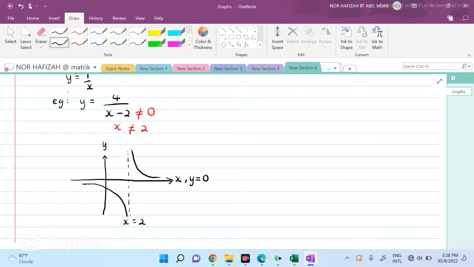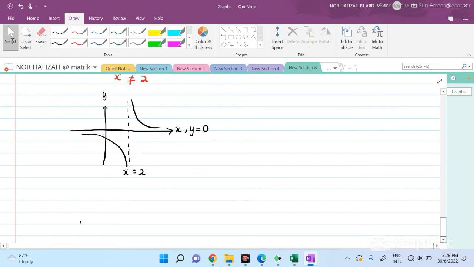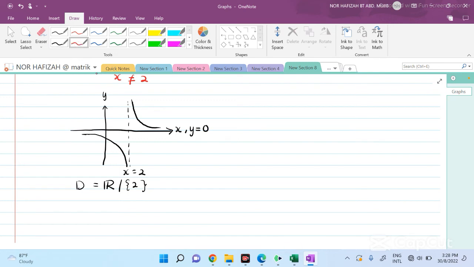What is the domain? All real number except 2, yes. So you cannot key in 2 inside of x. So you're going to write all real number except 2. Ini maksudnya except. Or you can write negative infinity to 2, then combine to infinity, union. So that means 2 is not included. Range all real numbers except 0.